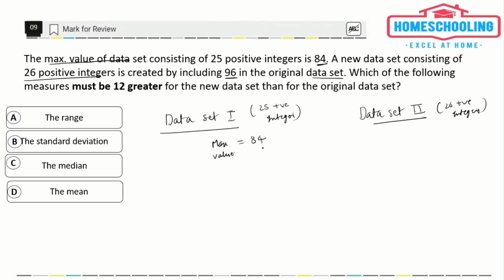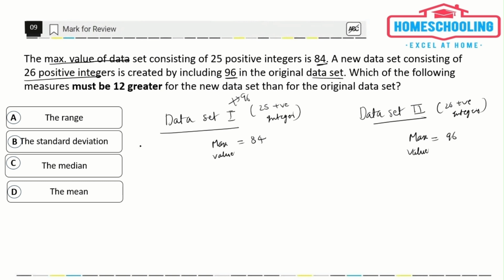So previously we have 25 values, in which 84 was the highest. Now in another data set, one more number is added, that is 96. So we will have all the numbers that are in data set 1 plus 96. Previously 84 was the highest number, but we have added 96. So here the maximum value would be 96.